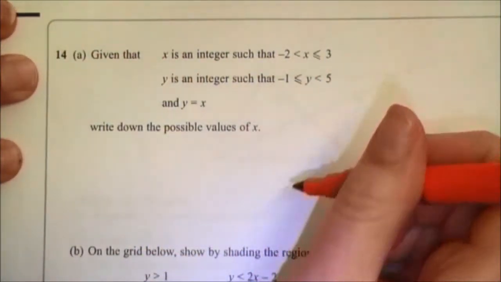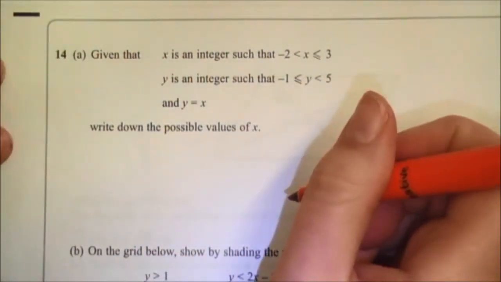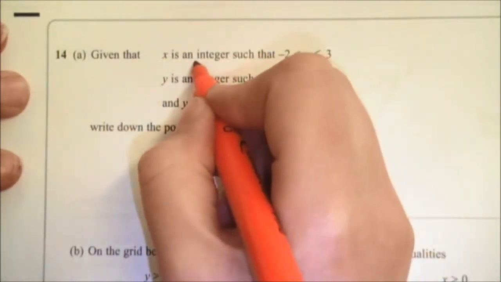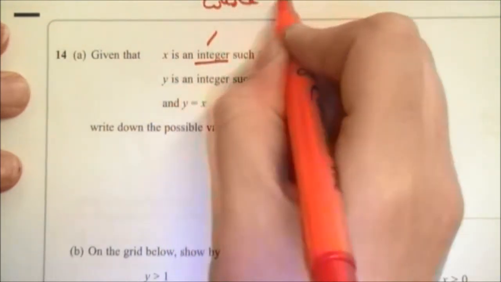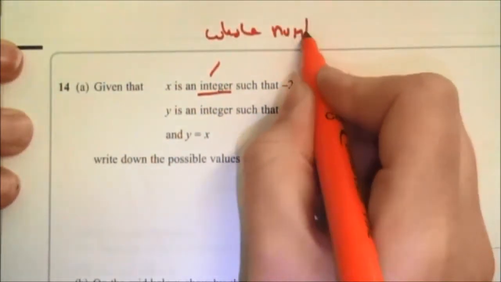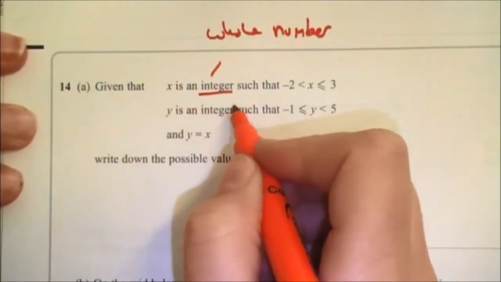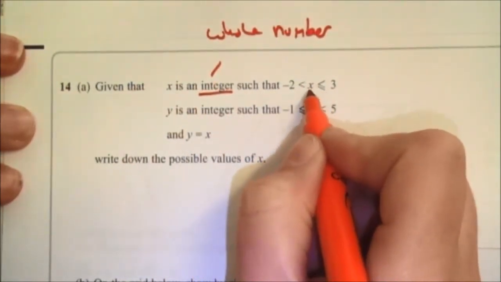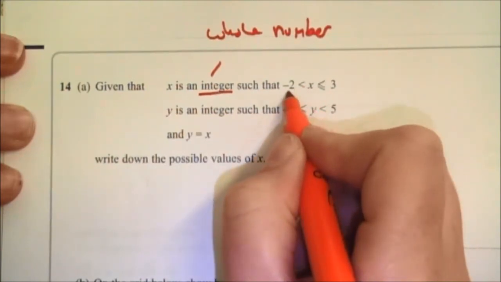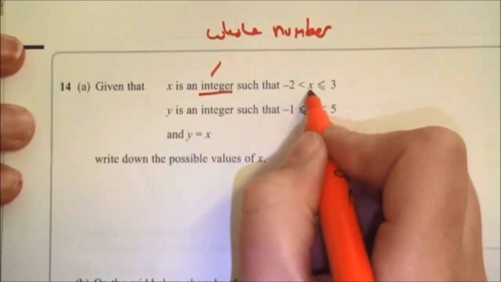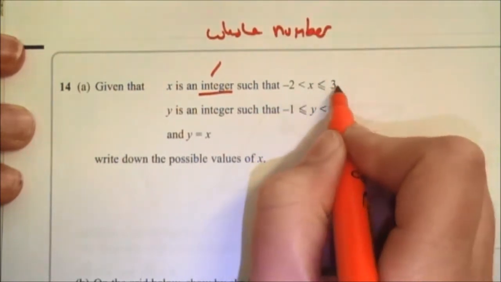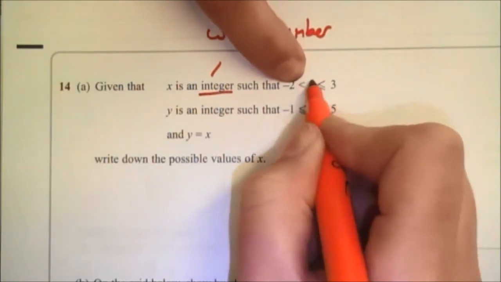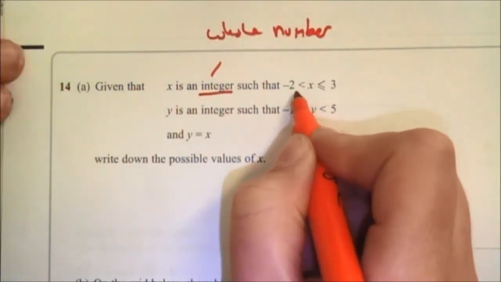Question 14, part A, is about finding integers given the statement of inequality. So given that x is an integer, and an integer is a whole number, that's what the word integer means. So x is a whole number such that, and I always read this statement starting at the x, x is greater than -2, but x is smaller than or equal to 3. The fact that that has only got a larger than sign means it cannot be equal to -2.